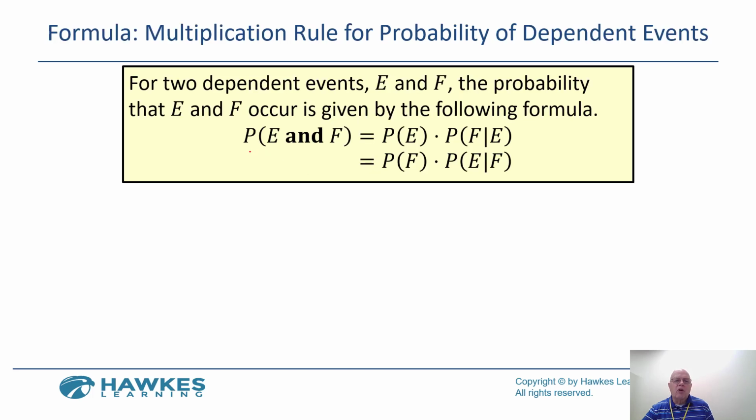Here are two formulas for you. Here's our friend, the probability of E and F, and that is equal to the probability of E happening all by itself times the probability that F happens, that's the second event, if E has already happened. And of course you can reverse them just like this.